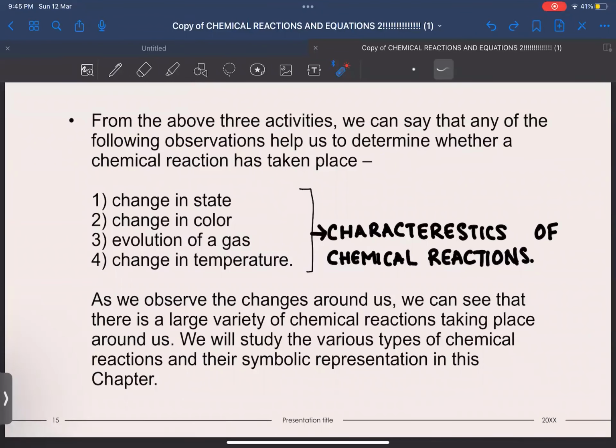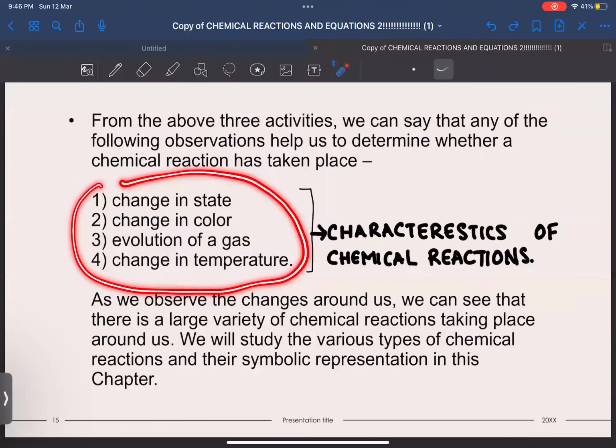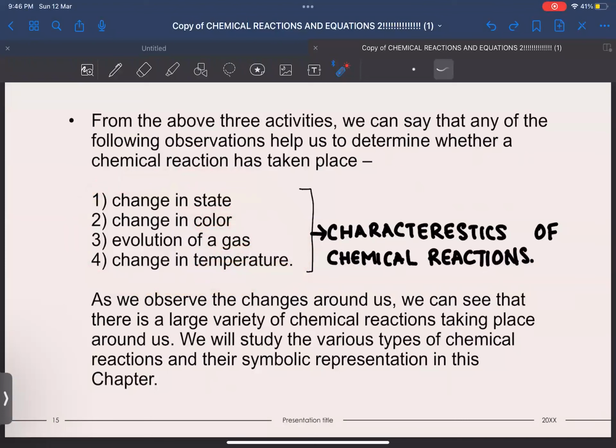From this, I can conclude this entire thing in this one page. From the above 3 activities, we can say that the following observations help us determine whether a chemical reaction has taken place. These 4 statements should be asked when you want to check whether a chemical reaction or a chemical change has taken place: change in state, change in color, evolution of gas, and change in temperature. Change in state can be explained when the ribbon has turned into powder. Change in color can be explained when we get a white powder from magnesium ribbon. Okay, the powder becomes completely white.